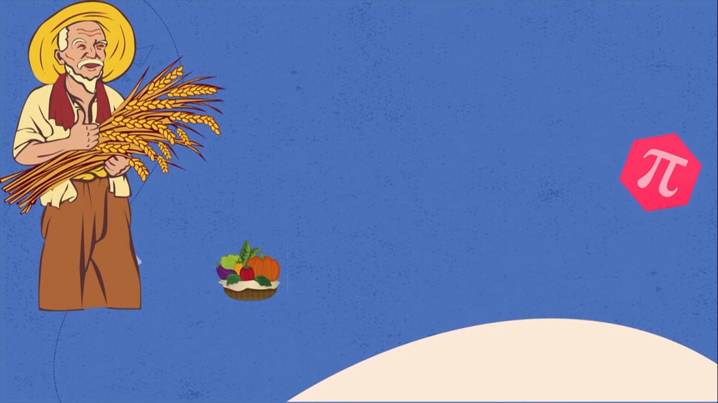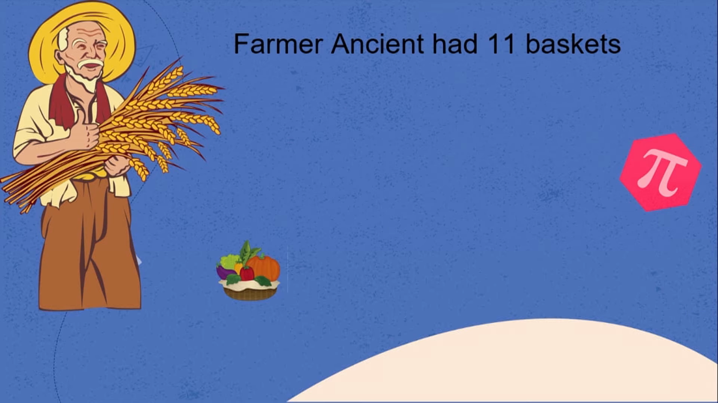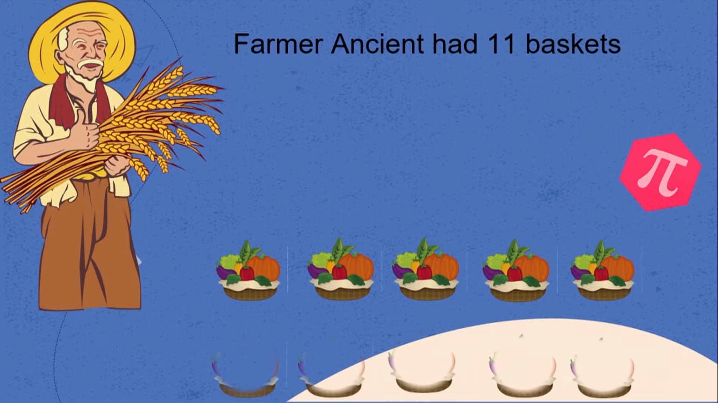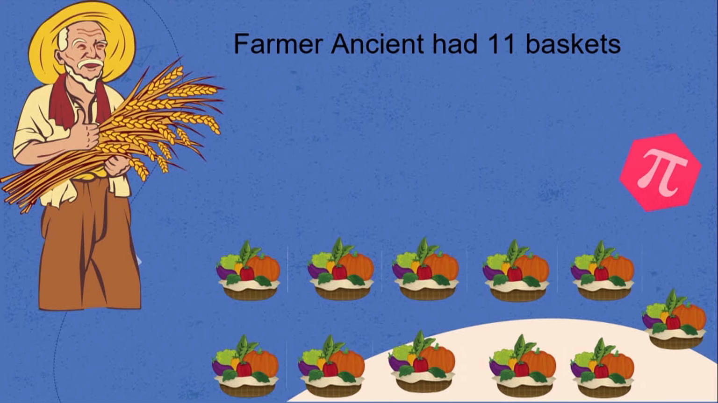So let's look at a scenario. We have coming on screen a farmer. Now his name is Farmer Ancient. Could you think why we named him that? Anyways, Farmer Ancient had 11 baskets. They're now appearing on screen. What can you tell me about each of these baskets? Yes, that's correct. They all have the same amount of vegetables.